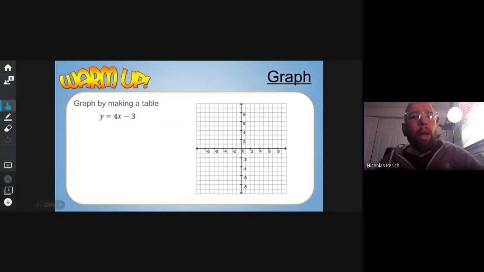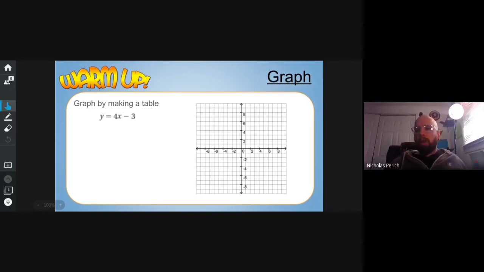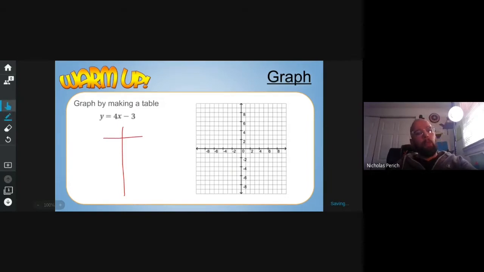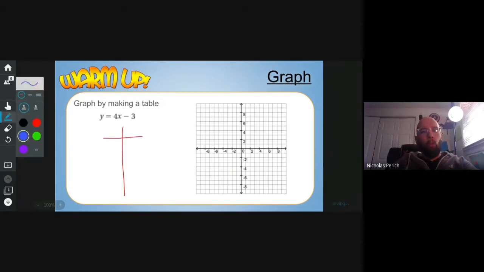This says graph by making a table. The table that I'm going to make is what's called a t-table. And this is what a t-table looks like. First off, it's a t. That is nothing because I forgot to select marker pen. That's a t.